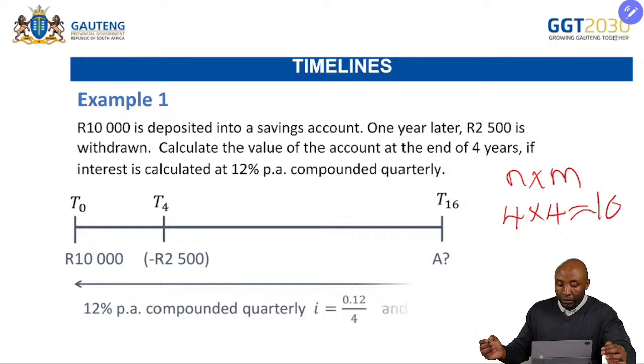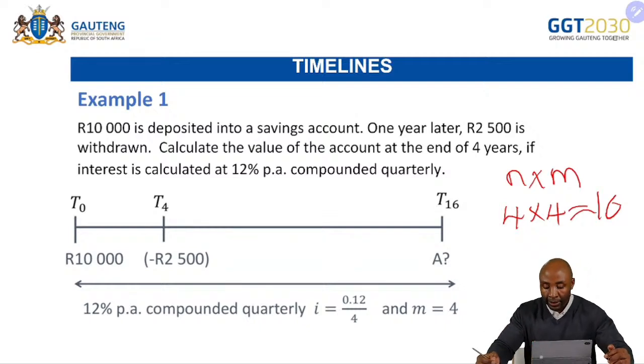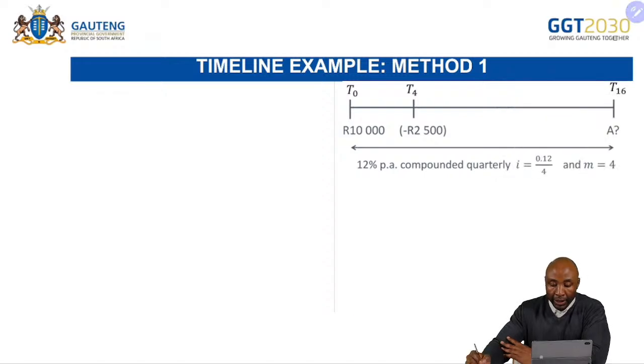Now, we also know that our interest is going to be 12% per annum compounded quarterly. So the I that we are going to substitute is 0.12 over 4, and the M is going to be 4. Let's quickly check what our solution will be. I will move very fast. Now, there is our timeline.